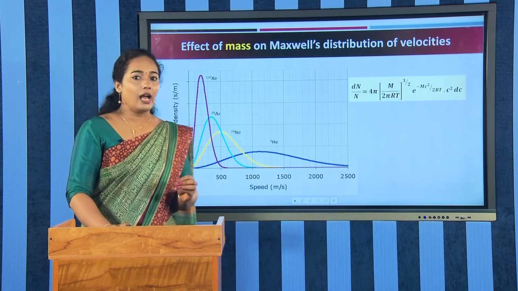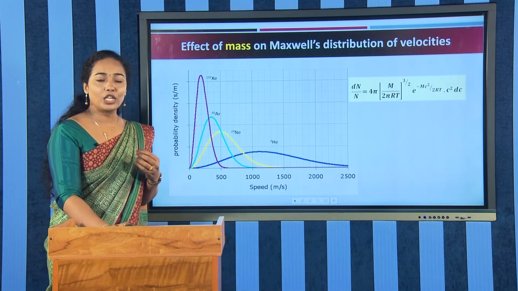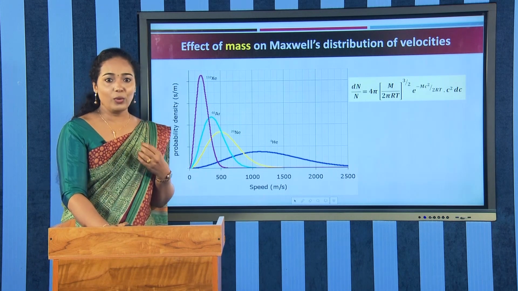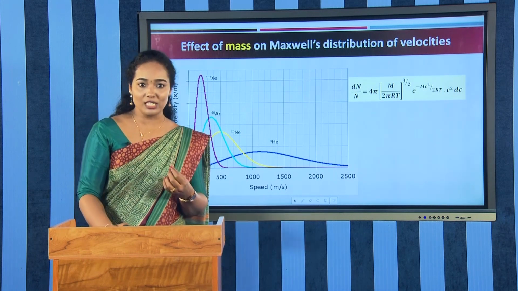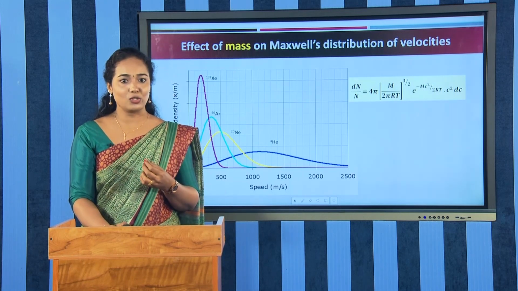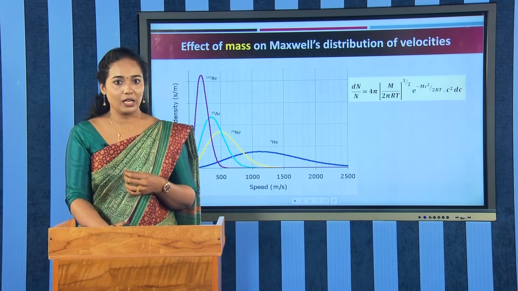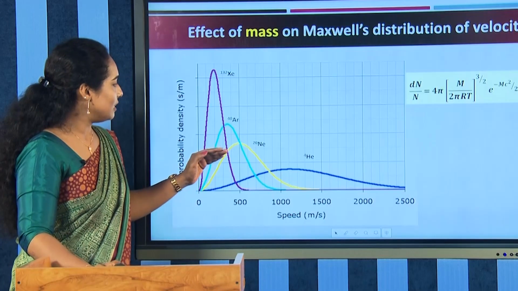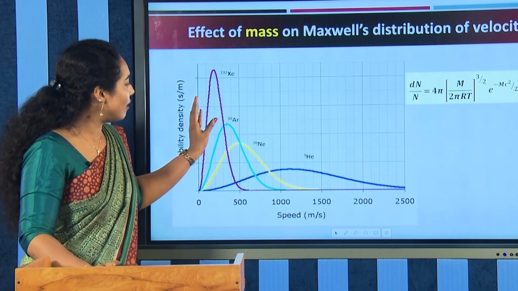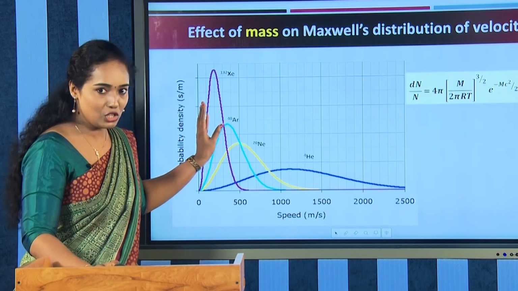Okay. So, on average, heavier molecules move more slowly than lighter molecules, isn't it? Therefore, heavier molecules will have a smaller speed distribution while lighter molecules will have a speed distribution that is more spread out. Okay. And that is what is seen here for xenon. It is a heavier molecule, so it will have a distribution curve which is much narrower.